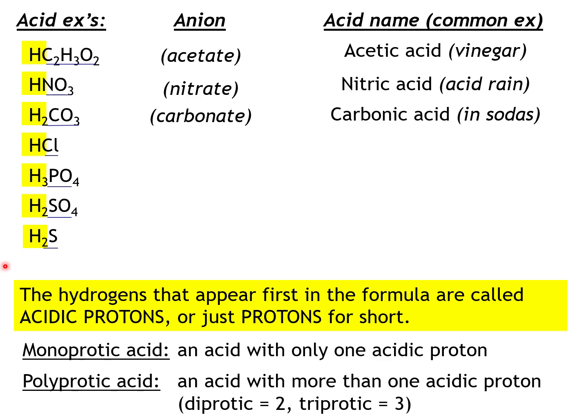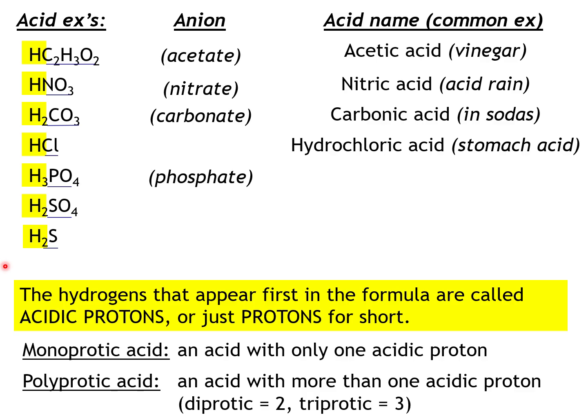Next one is a binary acid, so we don't have an anion, so it's just going to be hydrochloric acid. That is the main component of stomach acid. And then next one, H3PO4. PO4 is phosphate. Ate goes to ic. So it's going to be phosphoric acid. The reason why drinking colas are so bad for your teeth is because they actually have carbonic acid and phosphoric acid added to them. So the acid content is a lot higher.